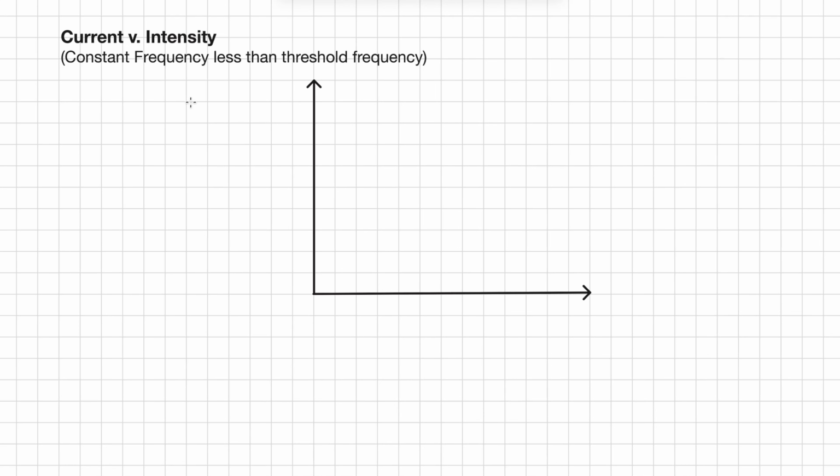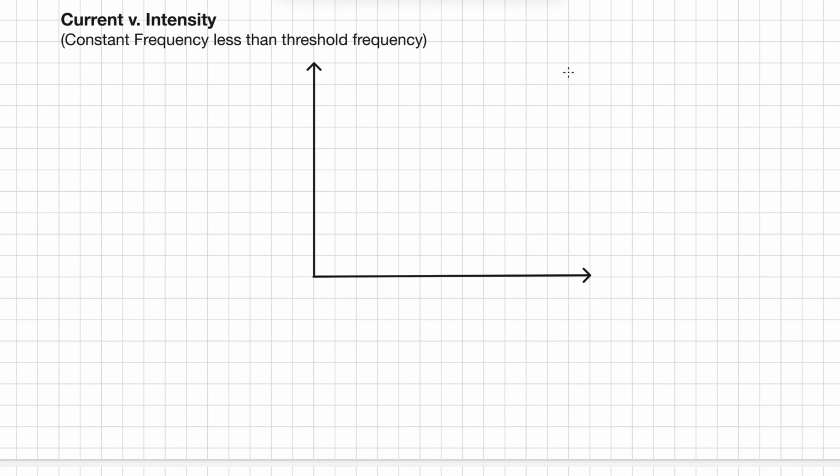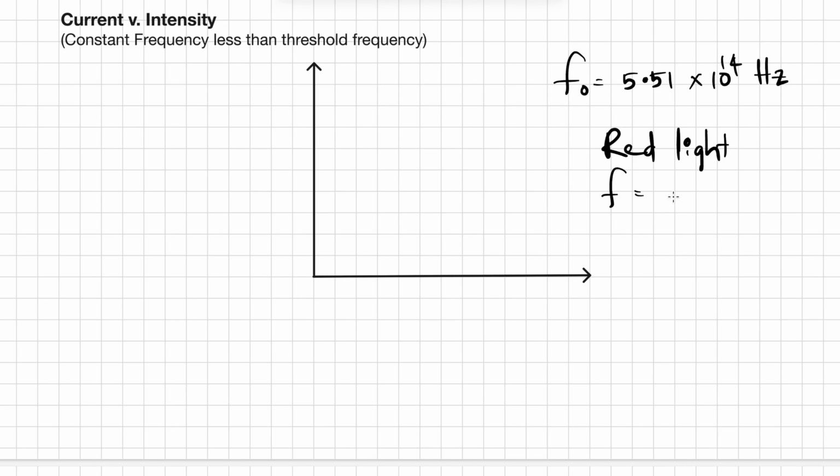Okay, in the second case, we're going to use a radiation that emits a particular frequency, but that frequency is below the threshold frequency. For example, we are using sodium metal, right? The threshold frequency of sodium metal is 5.51 times 10 to the power of 14 hertz. Let's say the frequency of the red light that we are using is 4.5 times 10 to the power of 14 hertz. So we have a photocell, and we are exposing the sodium metal to a red light source that emits photons with frequency 4.5 times 10 to the power of 14 hertz.